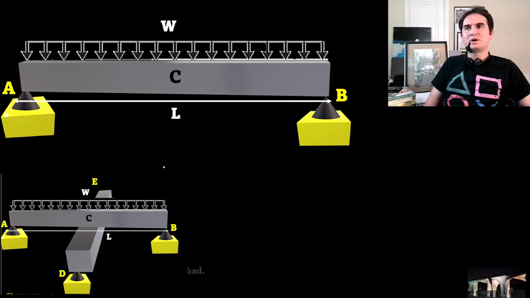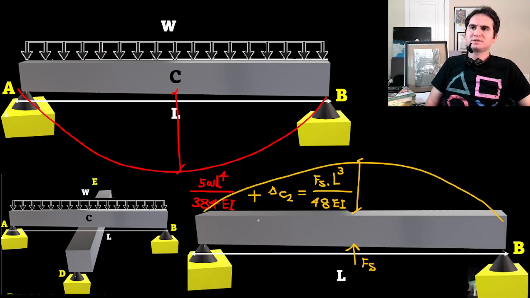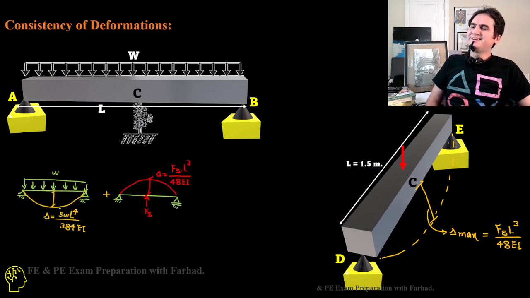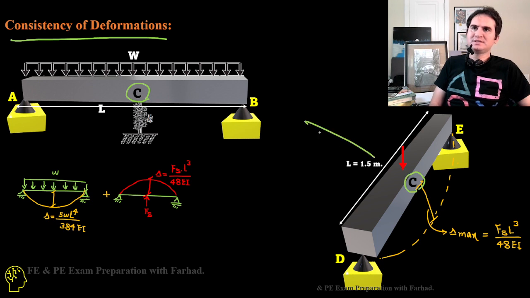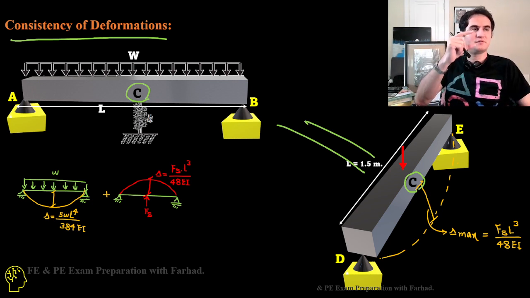Let's go back to the top section. For the top section we have 5WL^4 over 384 EI plus the upward effect of beam DE, which is delta C2, which is FL cubed over 48 EI. And for consistency of the formulation, delta C in each section should be equal to each other. It doesn't matter if it's the top section or the down section. Delta C has no way to move a different amount of vertical distance.